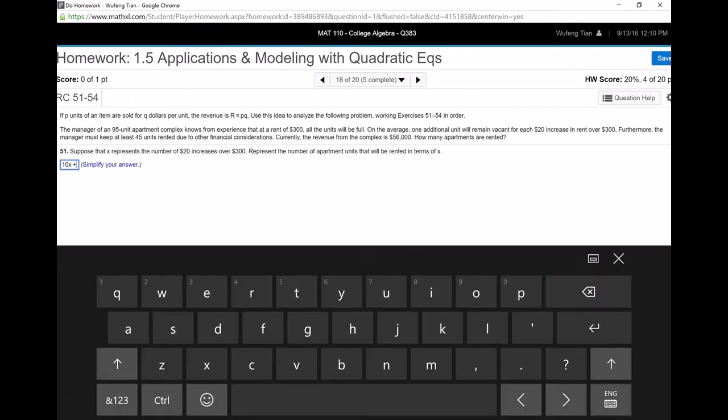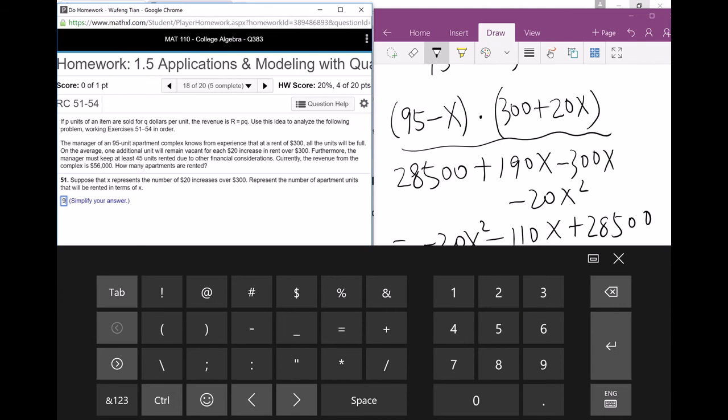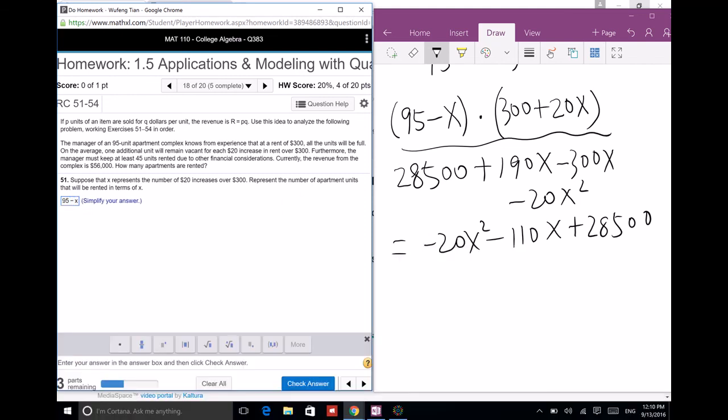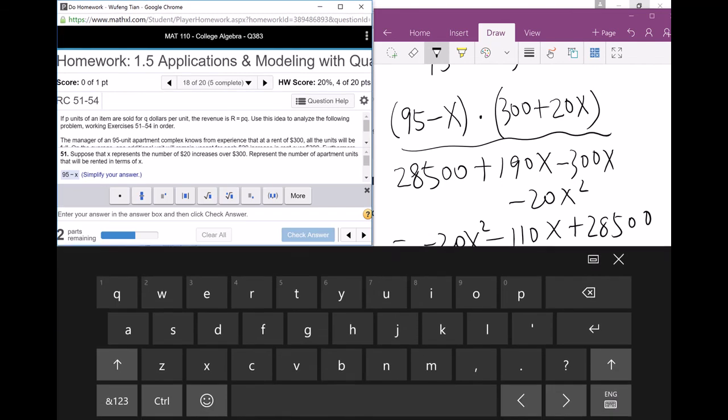Oh, I got it better now. So the first one, just the unit. It's going to be just 95 minus x. Okay. The second one represents the rent per unit. So it's going to be the rent is 300 plus 20x.